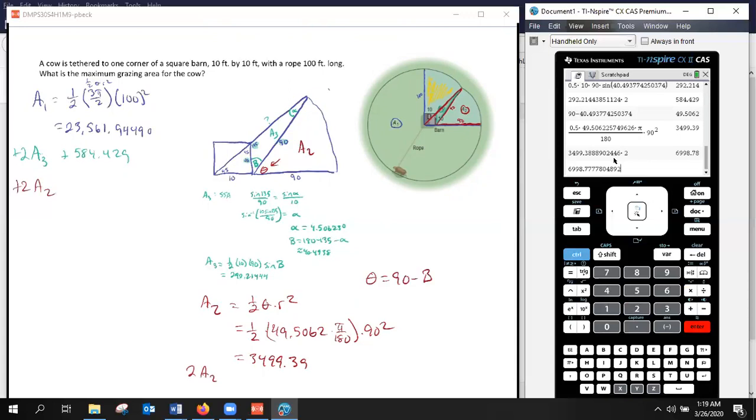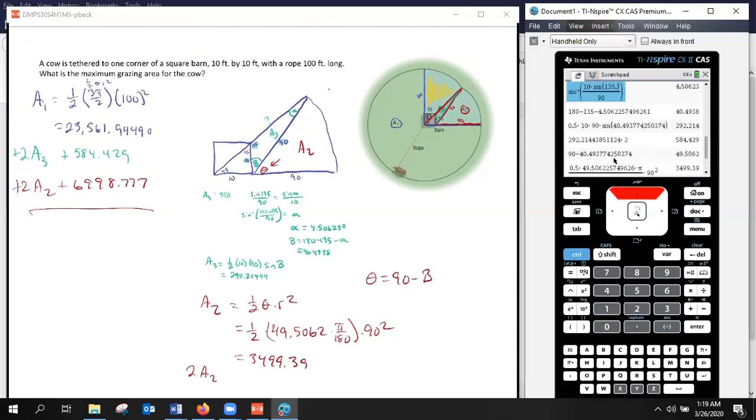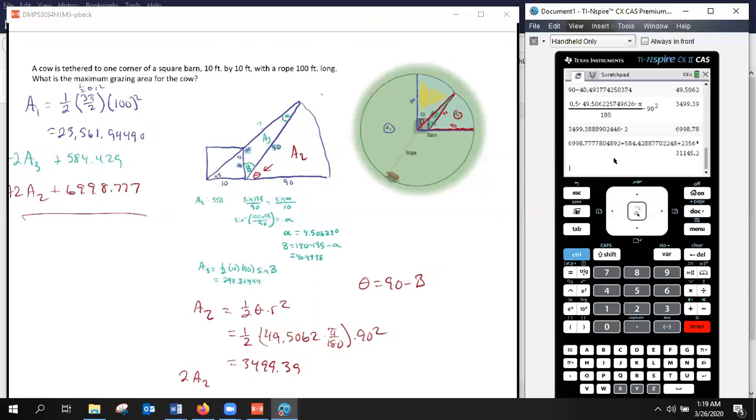If I add 2 area 2's, we're going to be adding 6998.777 for a grand total of, that's my 2 area 2's. Oh, forgot my plus sign, so plus. This 584 is my 2 area 1's, or 3's. And then, last but not least, let's add that area 1, which is way up here. And that would be this, for a grand total grazing area of 31,145.152. And this is square feet.